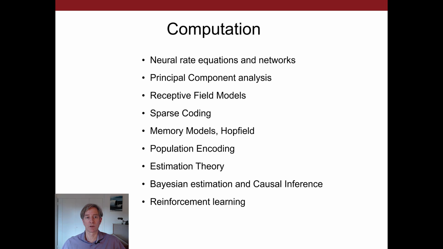and then the second half will deal with computation, so the information processing that is carried out in the brain. And we study the computation either using estimation theory or we model it using methods in computational neuroscience. So in terms of computation, we look at neural rate equations and neural networks, and principal component analysis, just to get us warmed up for many of the things that are to come, like receptive field models, sparse coding, memory models, Hopfield networks, population encoding, estimation theory, Bayesian estimation, and causal inference and reinforcement learning. This is not complete as the topics that we'll cover in computation.